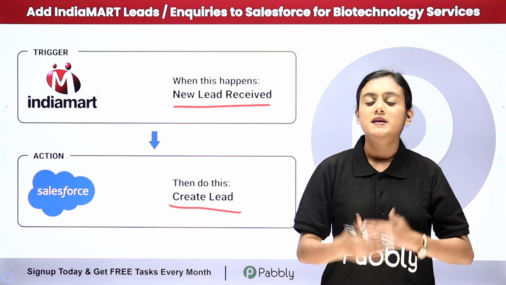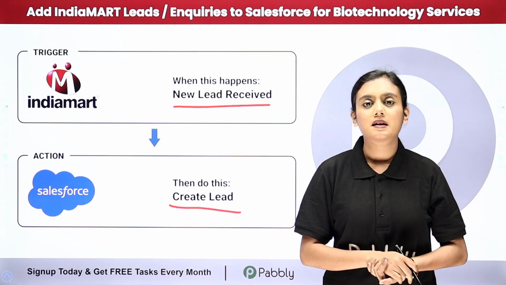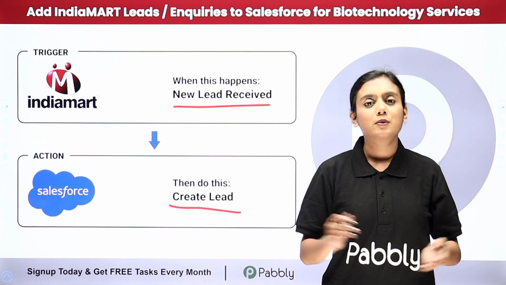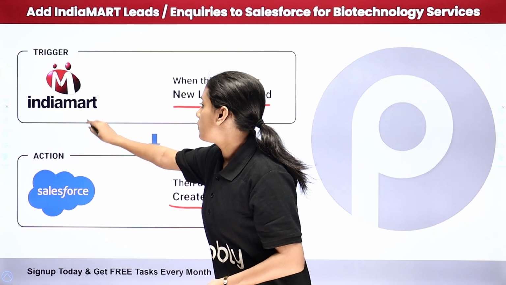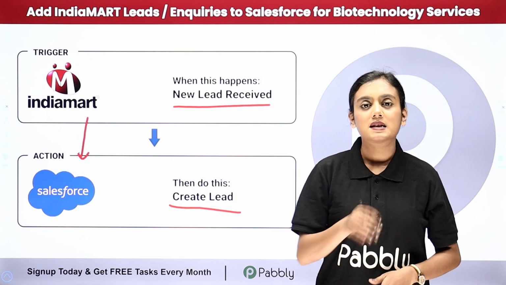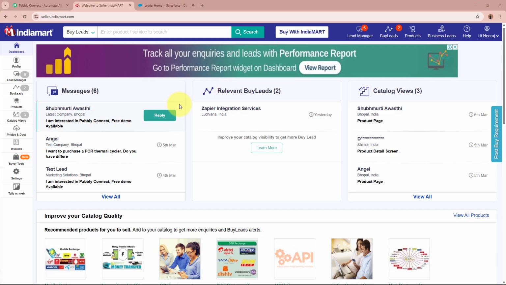So what I've done is I've simply automated this entire process with the help of Pabbly Connect, which is an amazing automation and integration software. And here in this automation, I'm going to build a connection between IndiaMART and Salesforce with the help of it. So if you also want to learn about this amazing automation process step by step, for that let me take you to my screen.